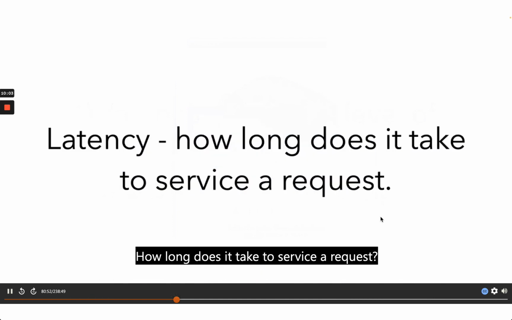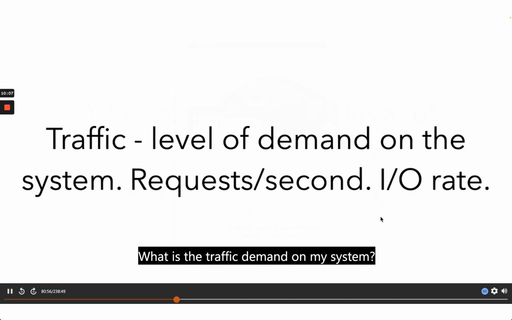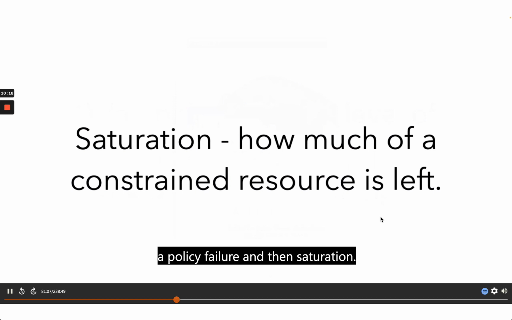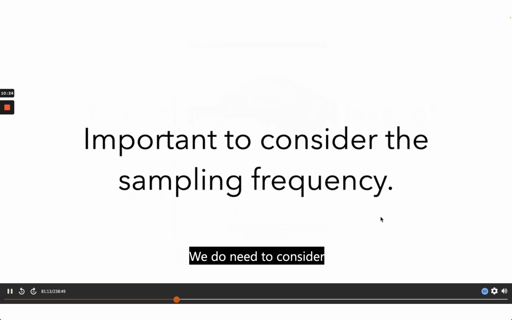Latency: how long does it take to service a request? Traffic: what is the traffic demand on my system? How many requests per second, IO rate, etc.? Errors: what is my failure rate? And that can be an explicit failure, an implicit failure, a policy failure. And then saturation: how much of some constrained resource do I have left? We do need to consider sampling frequency.